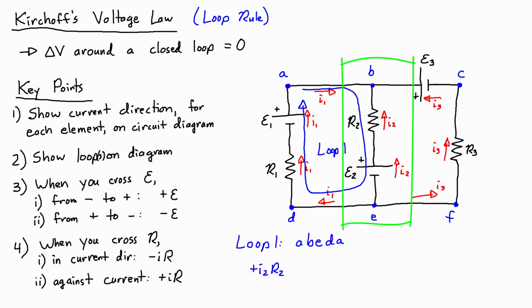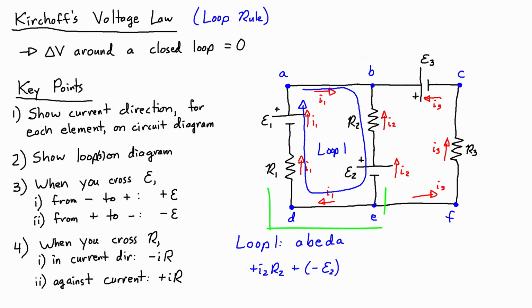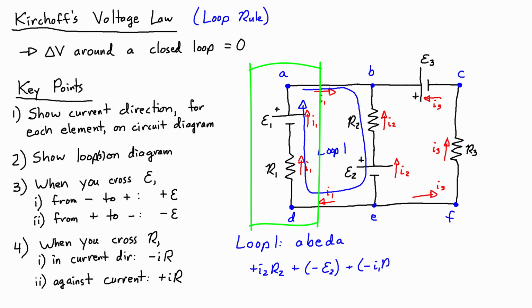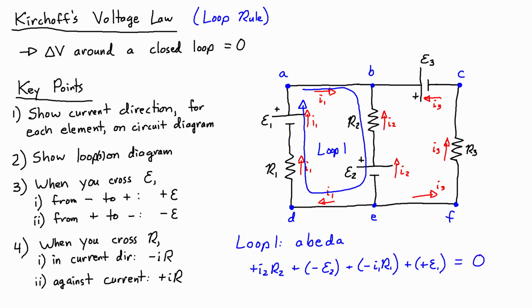Then I reach the second EMF, and I'm going from positive to negative, so I'm adding negative EMF 2 to my equation. Then I get down to E. From E to D, there's nothing. Then from D to A, I'm going across R1 in the direction of current, so I'm adding a negative I1 R1. And then I reach the EMF 1, and I'm going from the negative to the positive terminal of the EMF, so I have to add positive EMF 1. And it's a closed loop, so the delta V across that loop is equal to 0. And this forms one of the equations that I can use to solve this circuit.